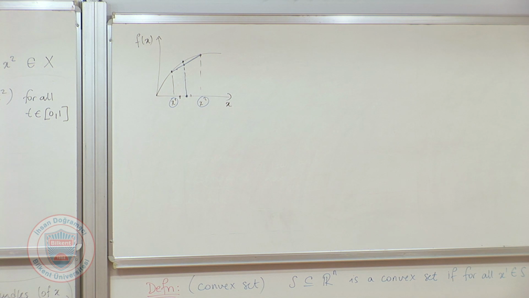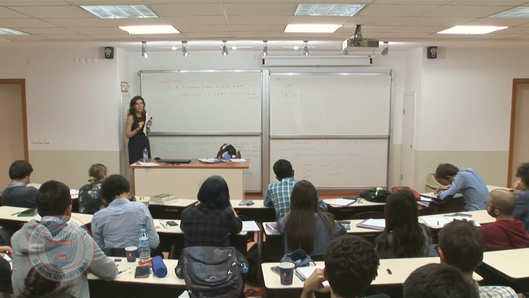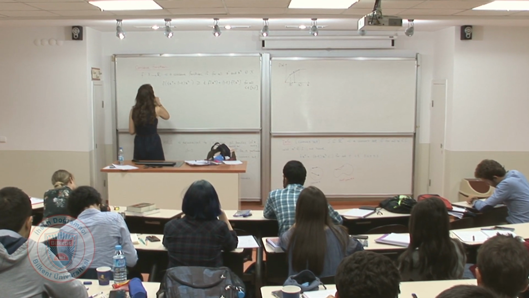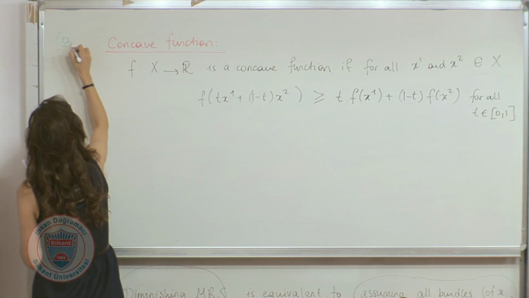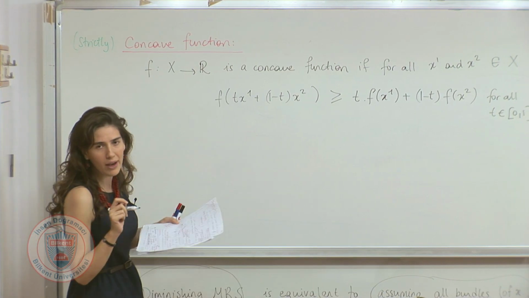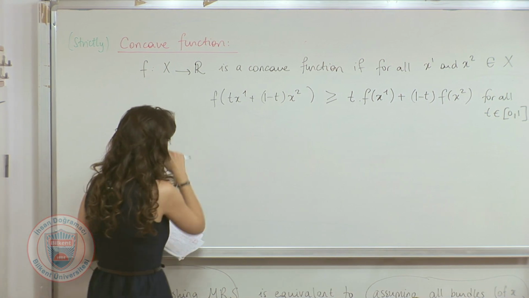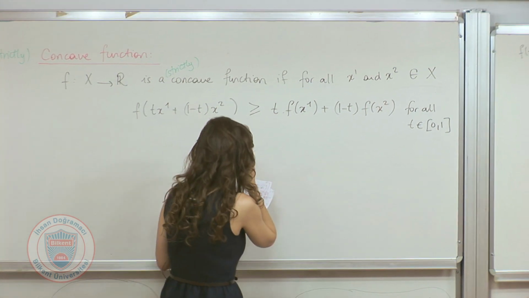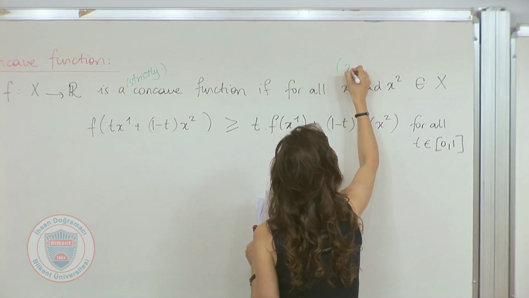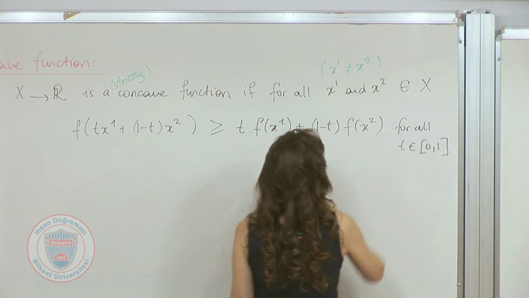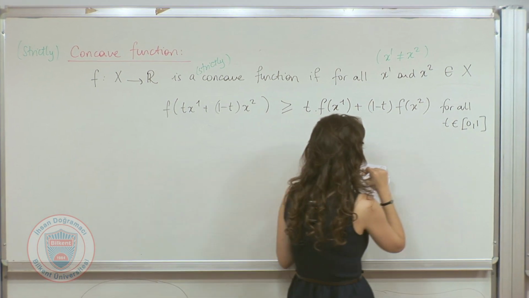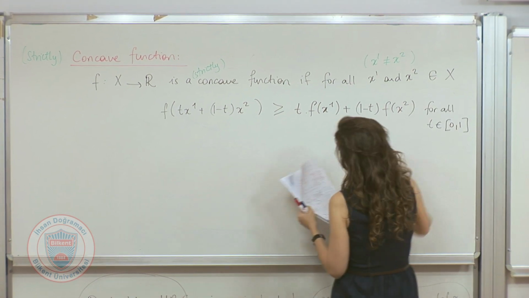So if you want to make this strictly concave, then you have to adjust this definition a little bit, okay? Here is how you are going to adjust it. If you want to make this definition strictly concave, then f is a strictly concave function, okay? So you make these adjustments: for all x1 not equal to x2, which are elements of X, okay?